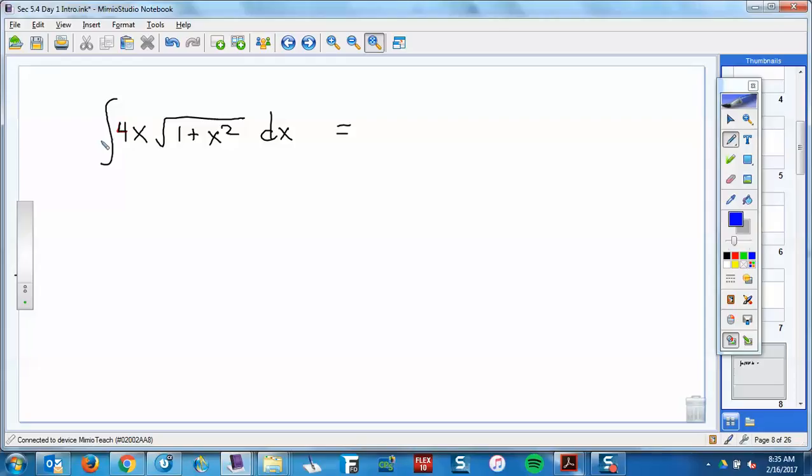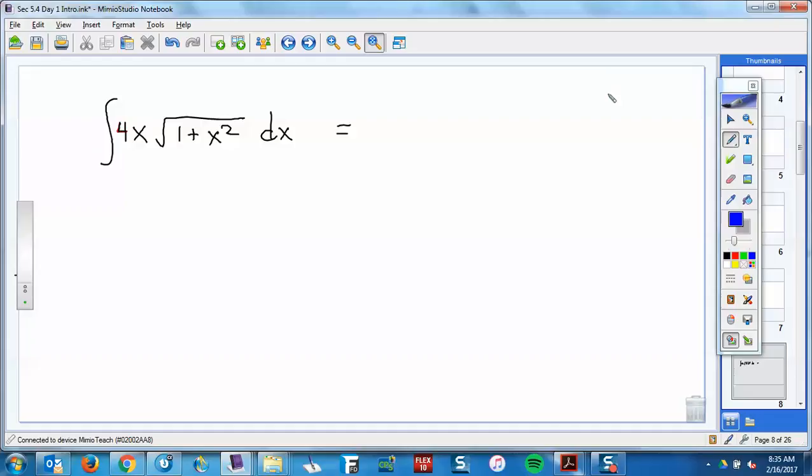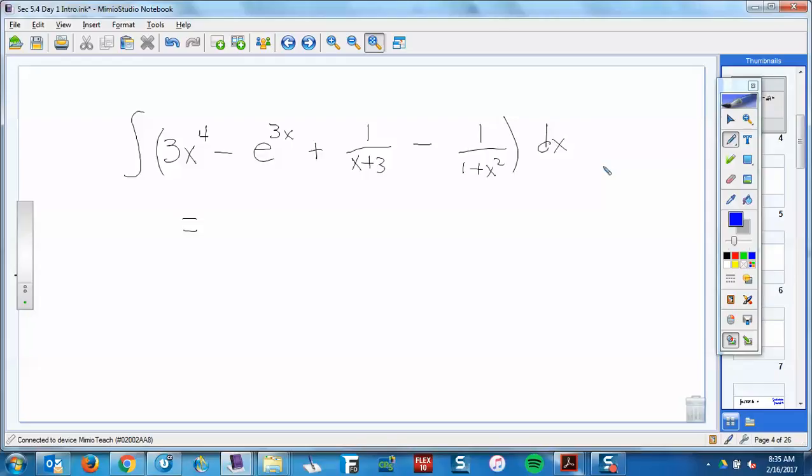You should always look at it and say, can I just do a regular antiderivative? For example, if this problem was 4x times 1 plus x squared, and there was no square root, what would you do? You just distribute, and then do a straight antiderivative. So it's possible that you get problems that are right off page 333, or maybe you can do a little bit of algebra to them.